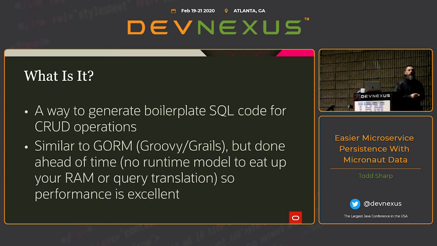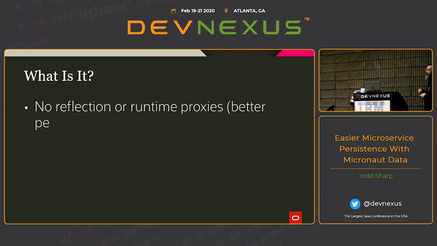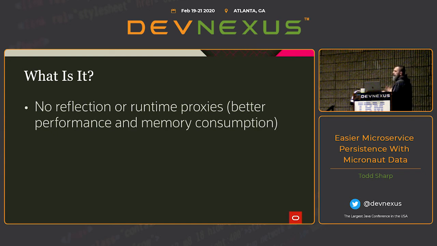If you are familiar with GORM or Grails, it's very similar to GORM, but the advantage of it all being done ahead of time at compilation time means there are no runtime errors, there's no metamodel, there's no query translation. Your performance is going to be excellent when you're using Micronaut Data because you're not storing all that metadata in your RAM, and you're not doing query translations at runtime. Again, there are no reflection or runtime proxies.